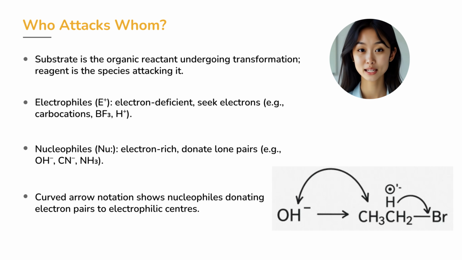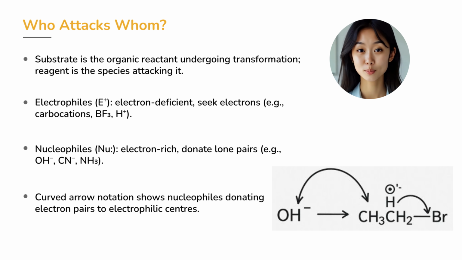Once bonds are ready to break, the key players enter, the substrate and the reagent. The substrate is the organic reactant, while the reagent is the attacker. Reagents can be electrophiles or nucleophiles. Electrophiles are electron-deficient species symbolized as E+, that seek electrons. Think of carbocations, the proton H+, or boron trifluoride, written as BF3. Nucleophiles, on the other hand, are electron-rich species with lone pairs: hydroxide ion, OH-, cyanide ion, CN-, or ammonia, NH3.